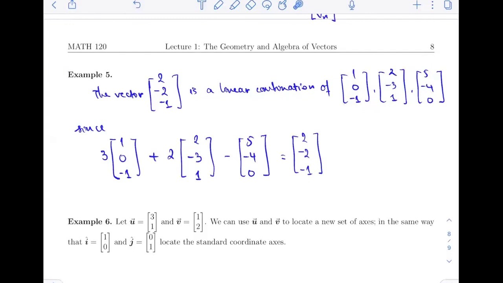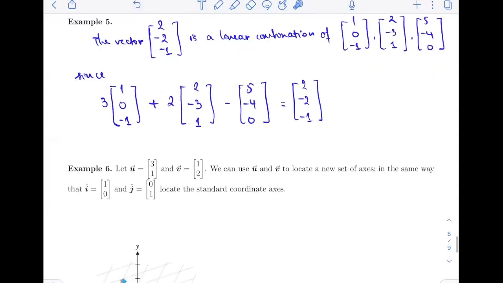And you may wonder how we would possibly know to write down 3, 2, and -1. The process of finding these coefficients for the linear combination will be done in a later chapter. I'm just giving you the example to indicate that, given one vector, the vector can be written as a linear combination of other vectors. How you could find the coefficients is for a later time.